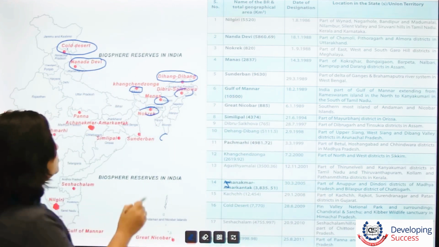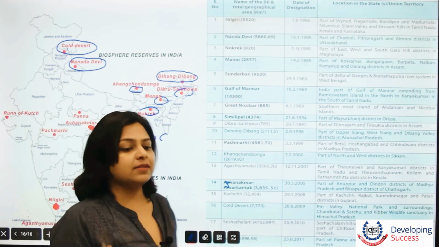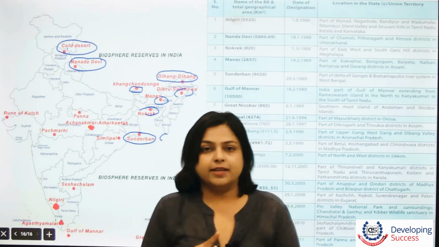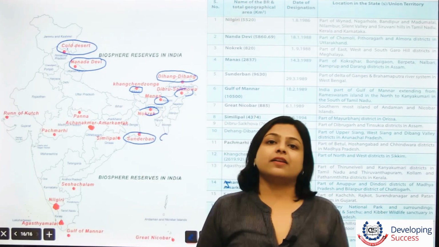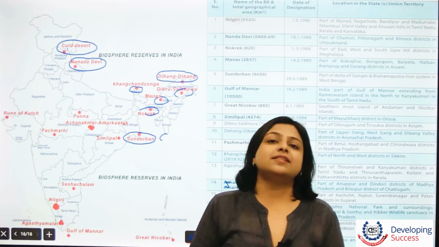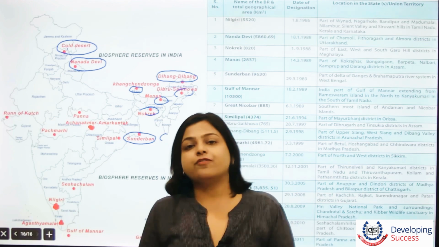Then we have the Sundarbans in West Bengal. The Sundarbans is a tiger reserve also, a biosphere reserve also, a national park obviously, and a UNESCO World Heritage Site also, and it has the largest reserves of mangroves.